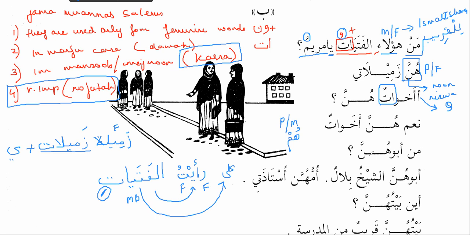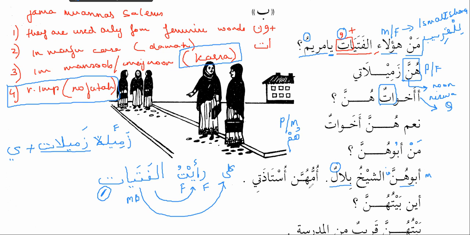Man abu hunna. Who are their fathers? Abu hunna ash-shaykhu. Now in Arabic, when you take the name of some elder, you say ash-shaykh. Abu hunna, their father is. So this is our mubtada. Shaykhu, now this is the name and it is the khabar for us. Ash-shaykhu bilalun. And this is an Arabic name, that's why having a tanween damatain.